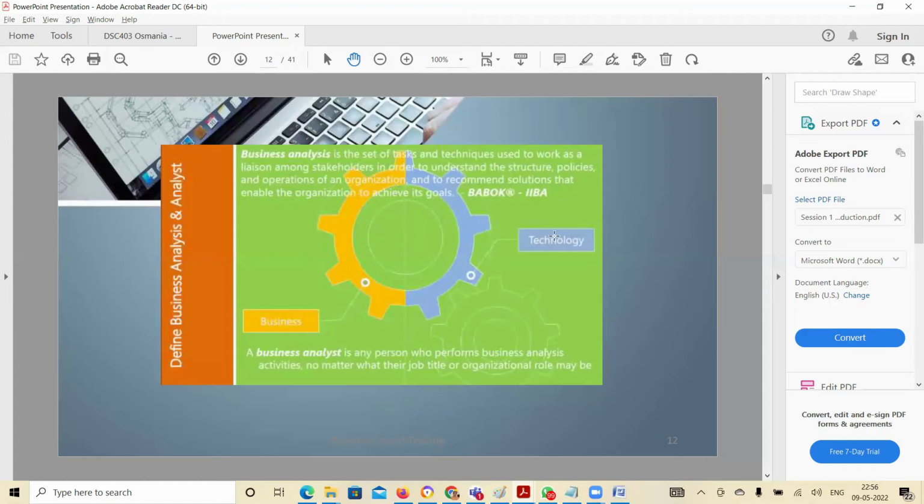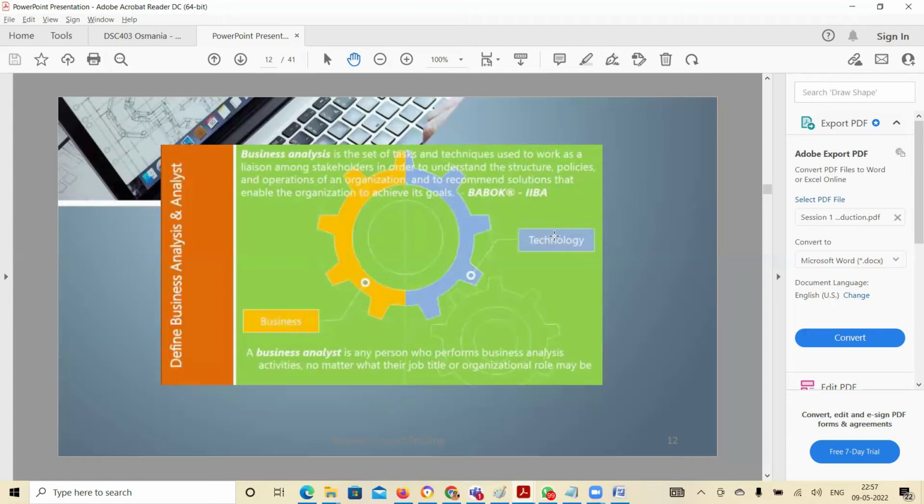So if you see that figure here, orange and blue. Orange, left side you have business, and on the right side you have technology. Technology are the people who are going to develop the solution. Left side is the business, the stakeholders, who need the solution. So you are bridging technology and business together.